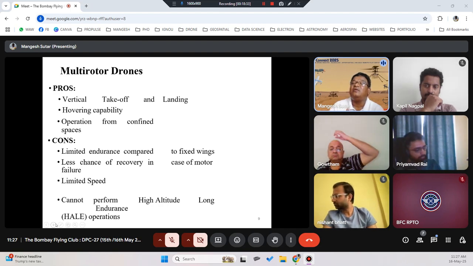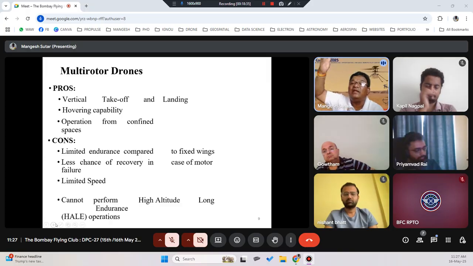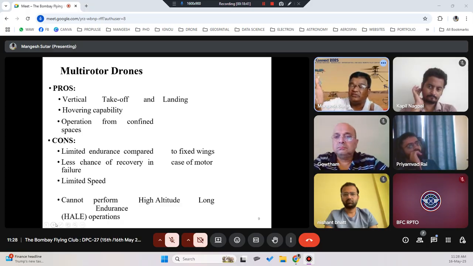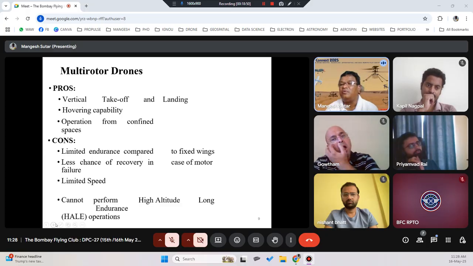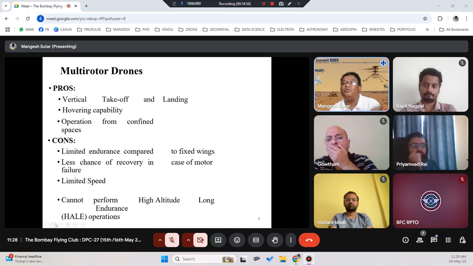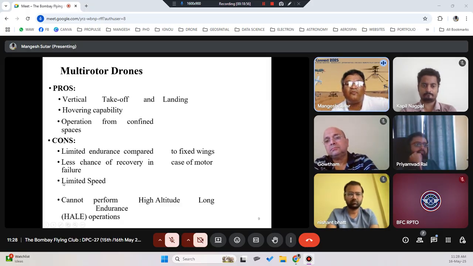It can fly up to 2000 feet, maybe max 5000 feet. I mean, bigger quadcopters can fly to higher altitude, but then again, it is a limitation because your air becomes thinner and thinner. So it is very difficult to lift the drone in thin air. As you go up and up, you will lose the throttle response of your drone. So it cannot perform high altitude, long endurance.